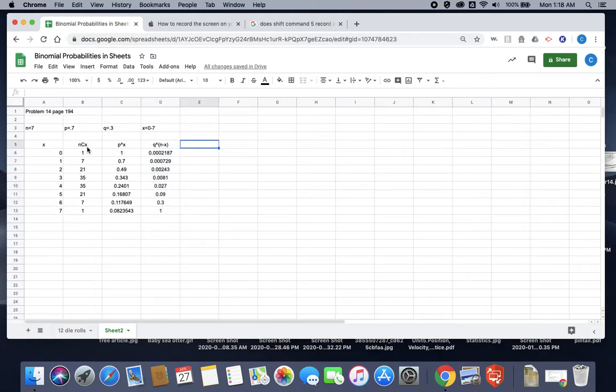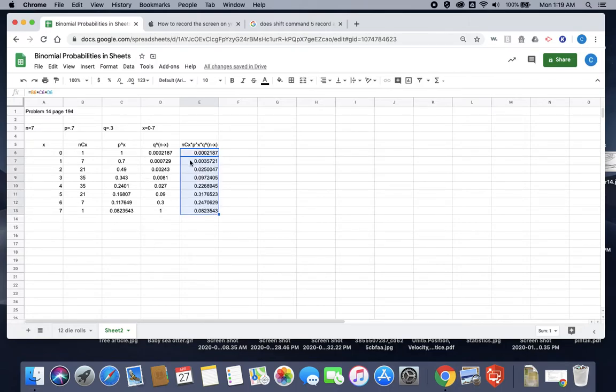Last thing, our binomial probabilities are these 3 values multiplied together: combination N, X times P to the X value times Q to the N minus X. So here we're going to tell our sheet to do equals this number times this number times this number, and we can drag this all the way down to the bottom.